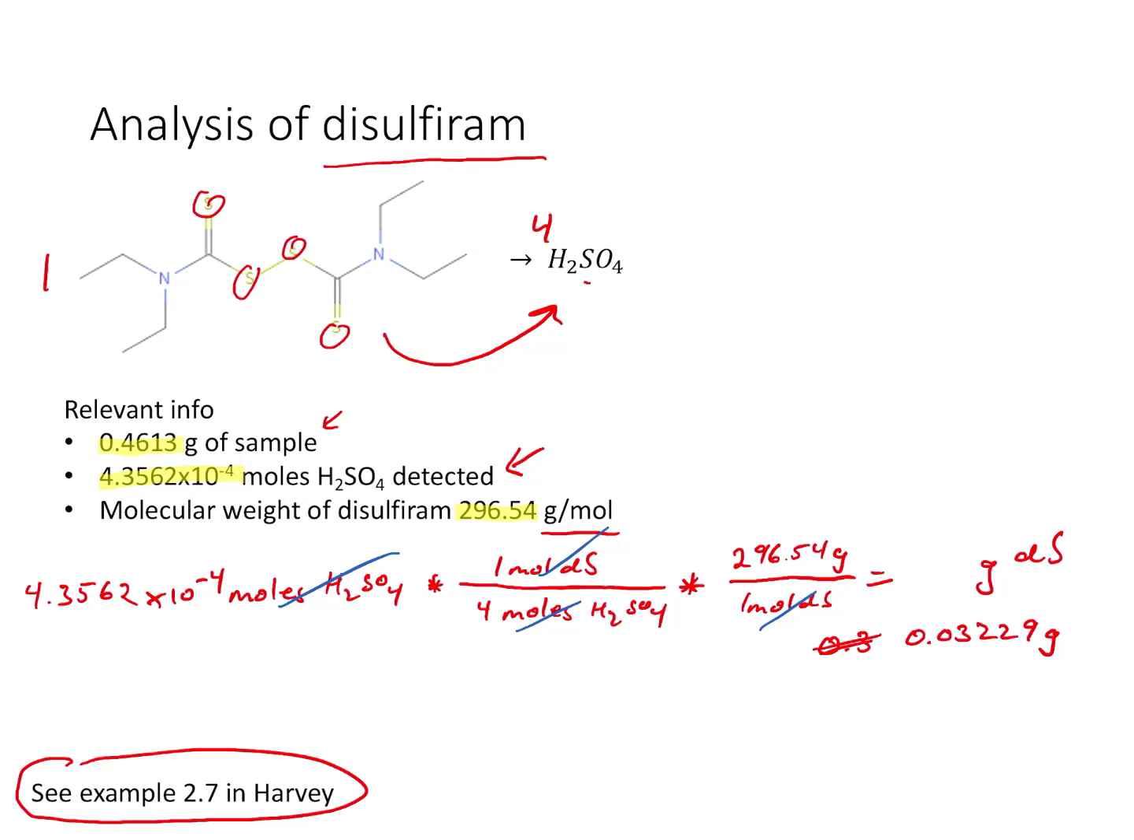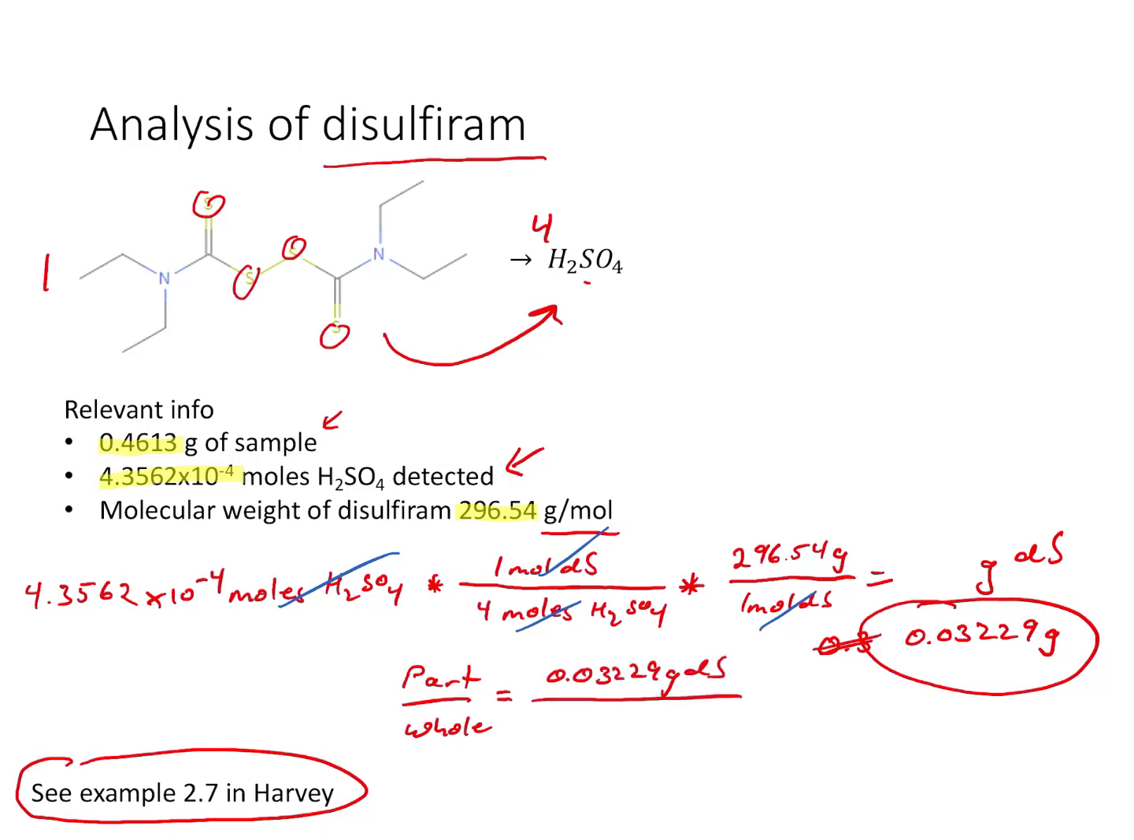Now, this is the mass of disulfiram that was found in the sample. So if we want to know how much of the sample is actually disulfiram, we use part over whole for that. And we would take 0.03229 grams of disulfiram over 0.4613 grams of sample. And if we multiply this by 100 to get our percent, we're going to get something around 7%.